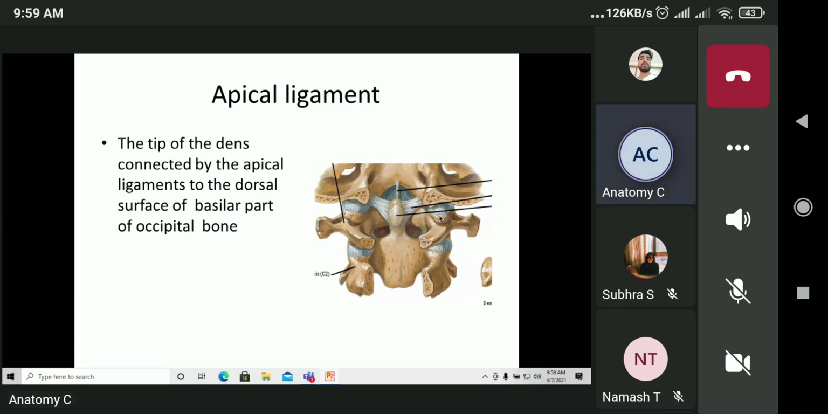Now look at your apical ligament. So this is the ligament: the tip of the dens is connected by the apical ligament to the dorsal surface of the basilar part of the occipital bone. It is going like this. So this is the apical ligament.